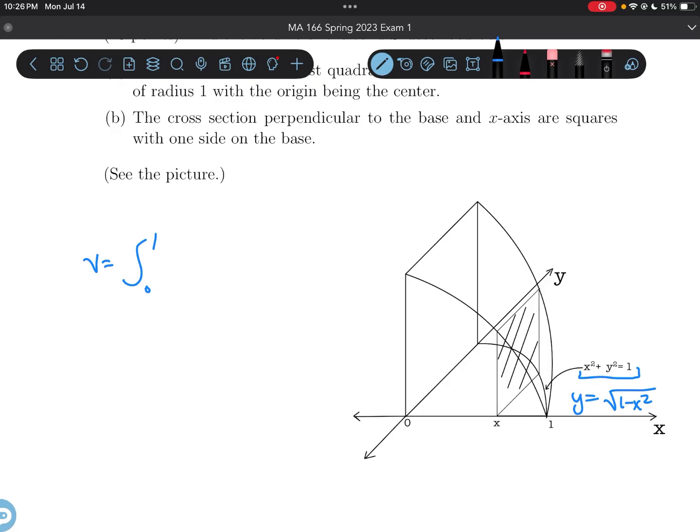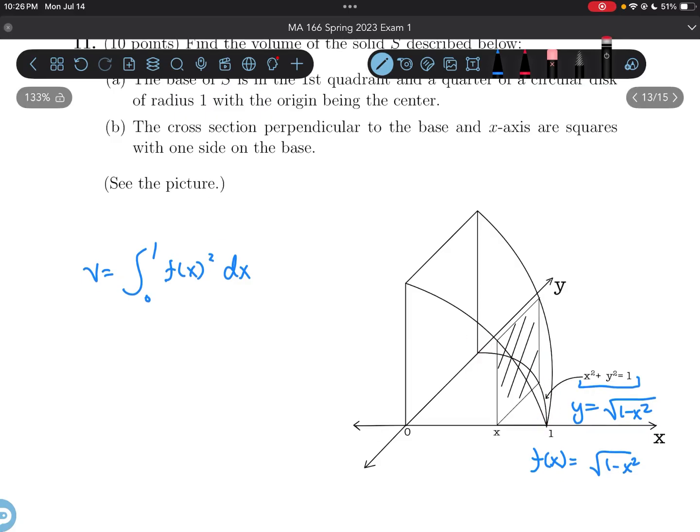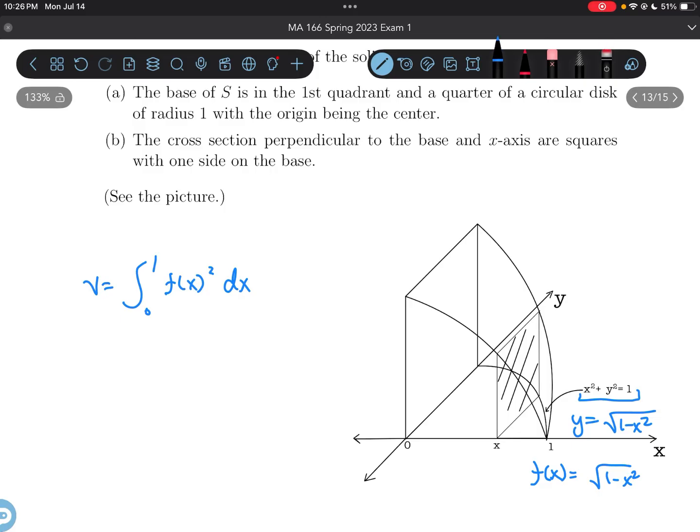which means that the area of each square will be f of x squared, where f of x is equal to the square root of 1 minus x squared. So f of x is the formula for the disk that they mention in the problem. If I plug in the square root of 1 minus x squared for f of x, I get V equals the integral from 0 to 1 of 1 minus x squared dx.